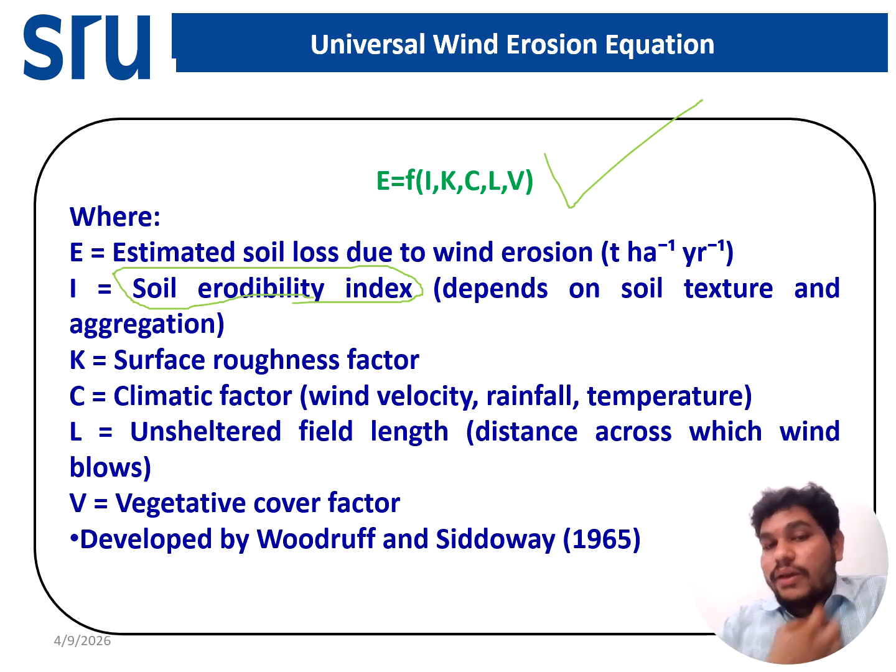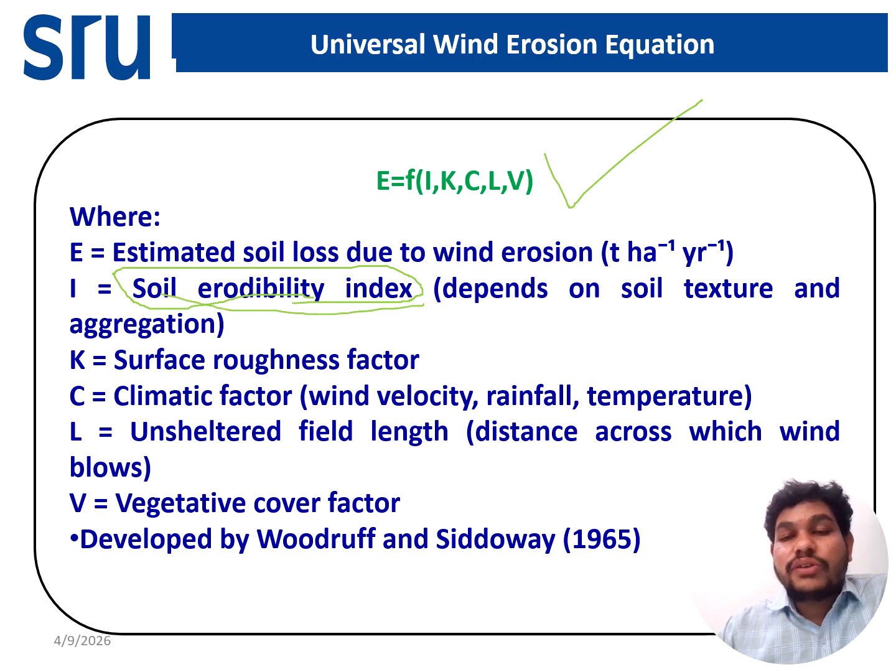In water erosion, soil erodibility depends on properties like infiltration, permeability, and hydraulic conductivity. But here, the soil erodibility index depends on texture and aggregation. If there is more aggregation or fine texture, the soil erodibility is less. If there is coarse texture, individual soil particles, or less aggregation, the soil erodibility is high.